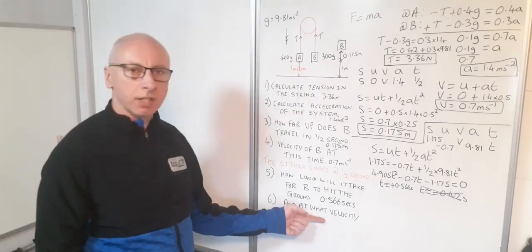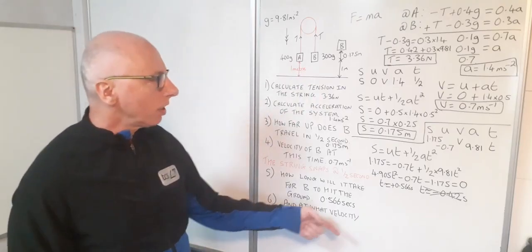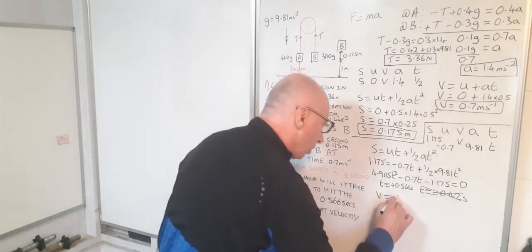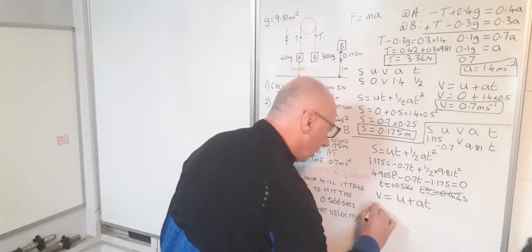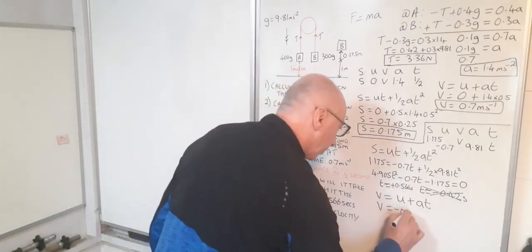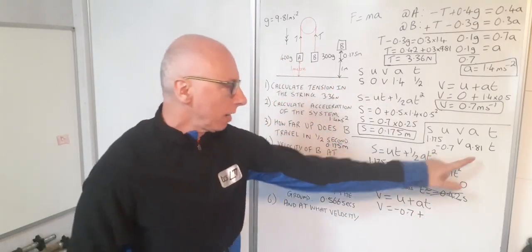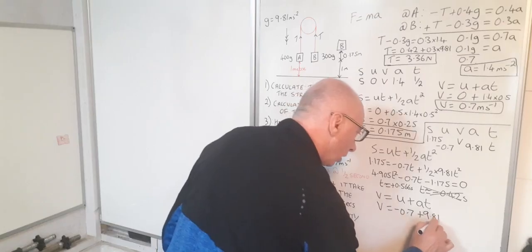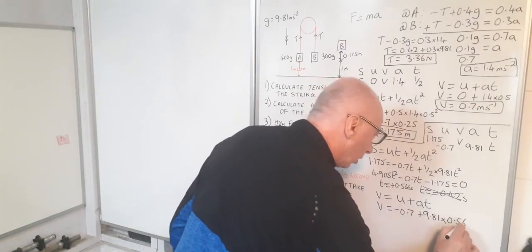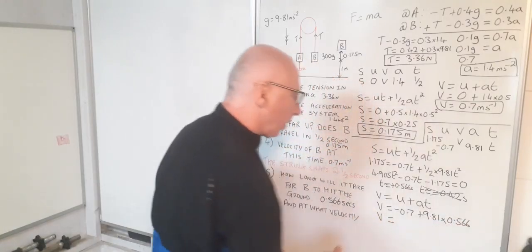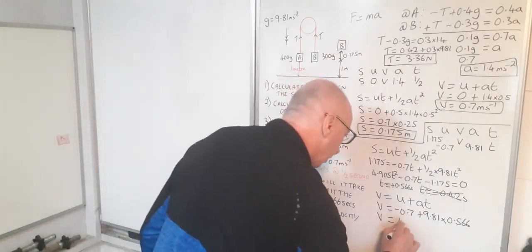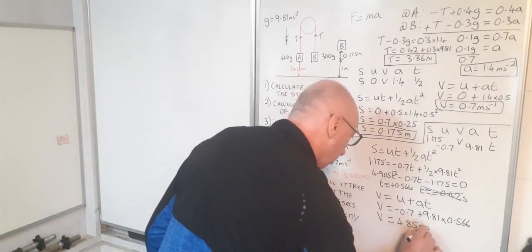And the last thing is we need to calculate the velocity. So for velocity, as we've got all the other variables, we might as well use this one again. So now V equals U plus AT. So V equals initial velocity, which is minus 0.7, plus 9.81 times T, which is now this number. And plug that also into your calculator, you'll get approximately 4.85. And that's meters per second.